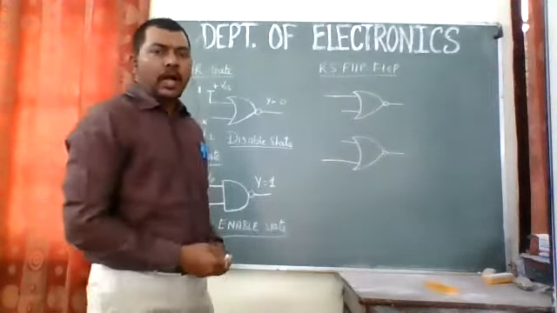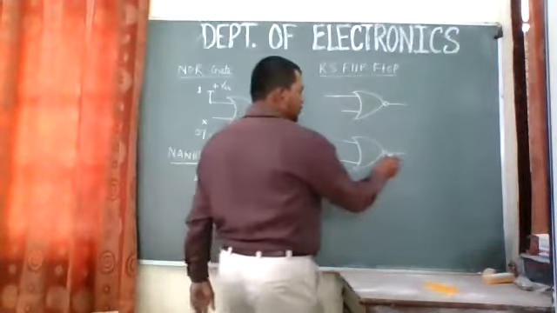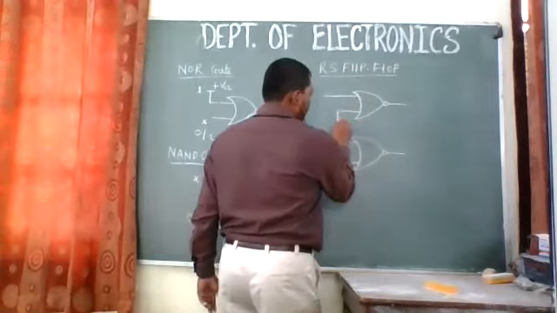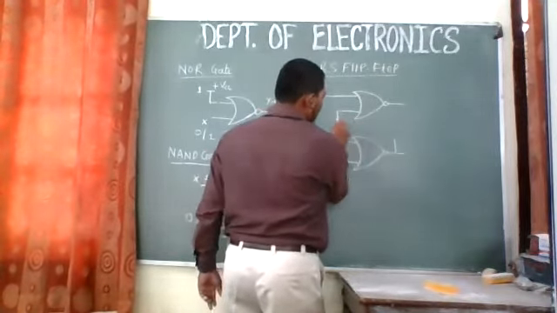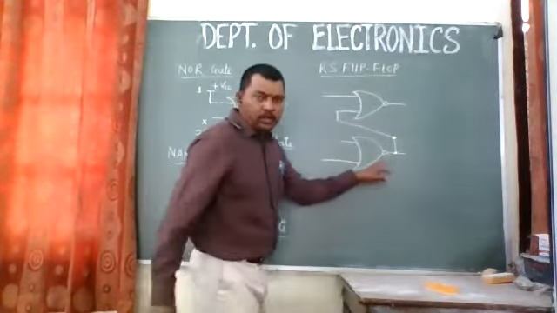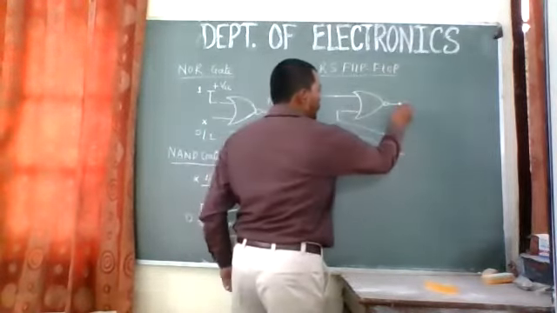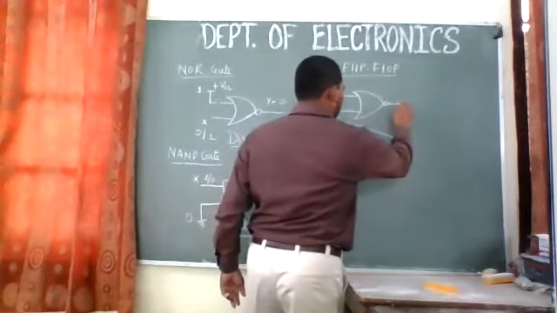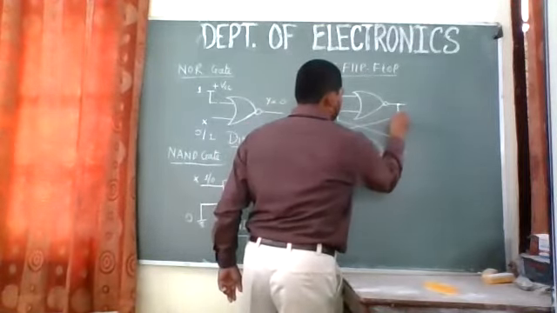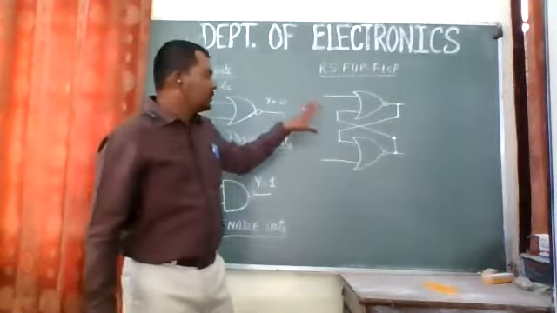Now what I will do is feed back the output of the NOR gate to the input like this. Just look at how I'm doing this. I feed back the output of the second NOR gate to the first input of the first gate, and the output of the first NOR gate I am feeding back to the second gate, like this. So I've just tried to cross-connect this.